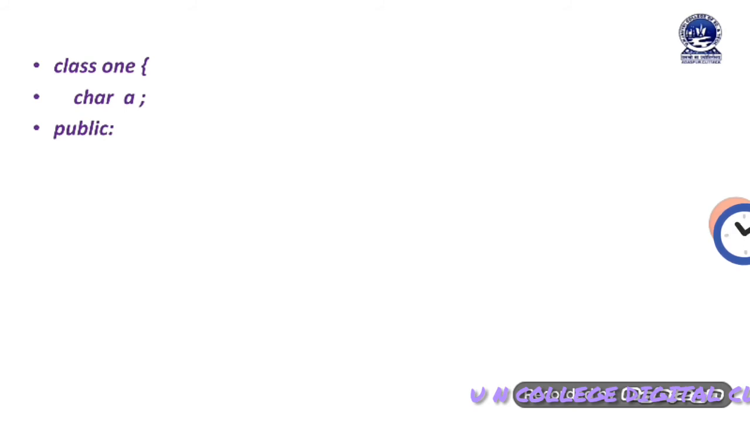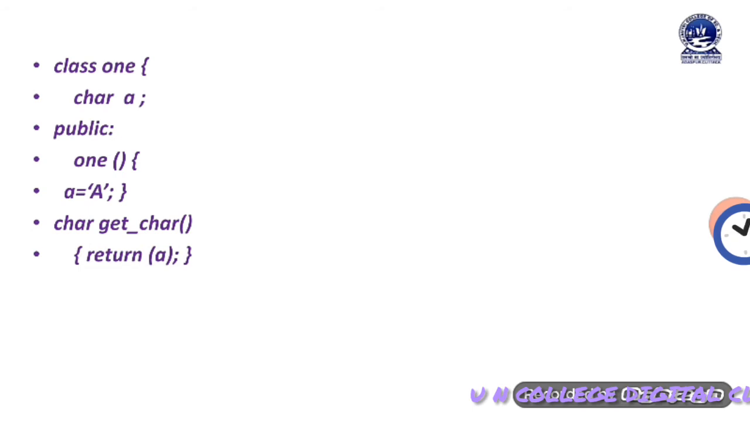The name of the variable is a, and in the public part I have used one default constructor. Inside the default constructor I have just initialized the character variable a with capital A. You can use a parameterized constructor, no problem. Only to make the program simple I have used a default constructor here. Then one method which is returning one character type, char get underscore char, and inside the method only one statement is there, return a, that's all. The return type is character, and here I am just returning the character variable, that is a.